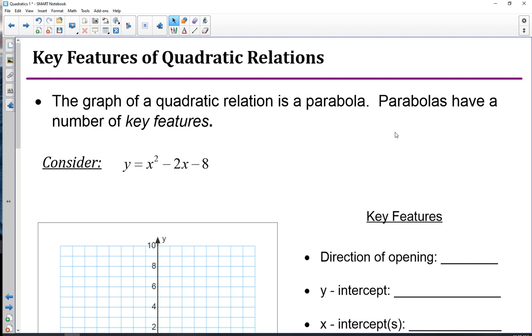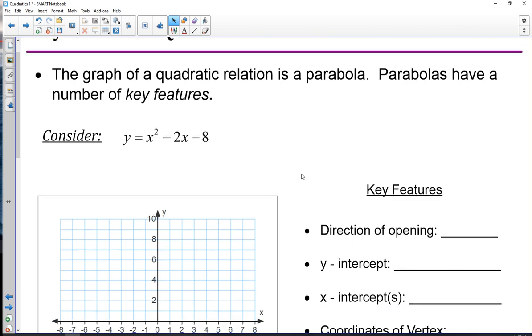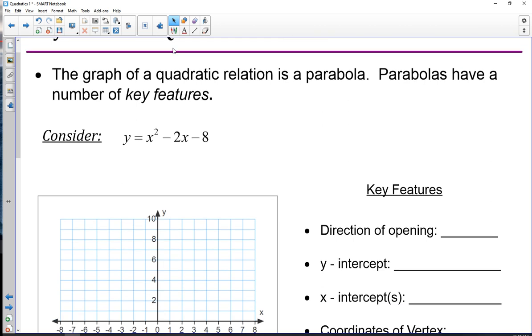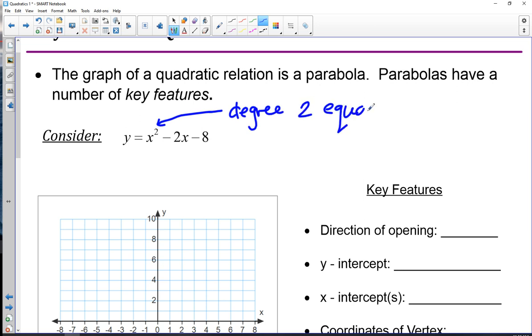So first thing we're going to look at is the main key features of a quadratic relation. So when we graph a quadratic relation, the shape that we get is known as a parabola, and parabolas have a number of key features. Now this parabola is written in standard form, and you can always identify the equation of a parabola or a quadratic relation by looking at the exponent because it is a degree 2 equation.